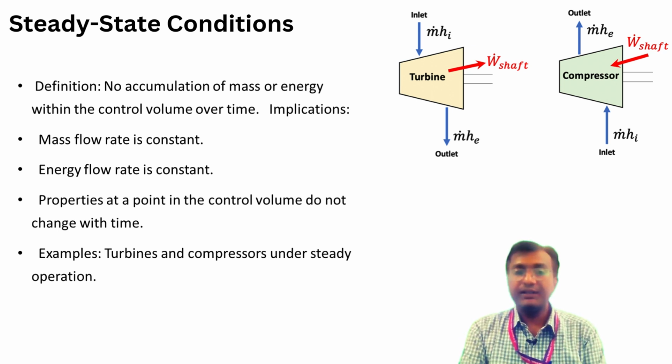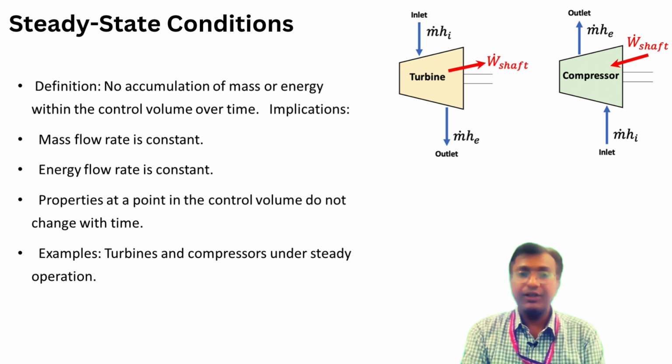Now we will see what the steady state conditions are. A steady state condition means no accumulation of mass or energy within the control volume over time. Imagine a pipe through which water flows. If the inflow and outflow of water do not match, the water level in the pipe will change, so it cannot be in a steady state. And if the inflow and the outflow match, the water in the pipe stays constant. This is called a steady state.